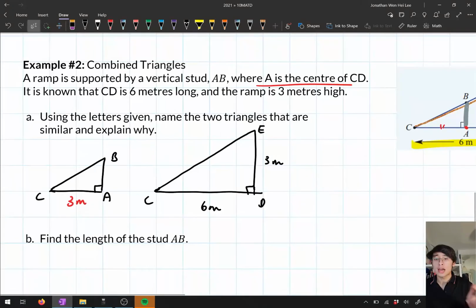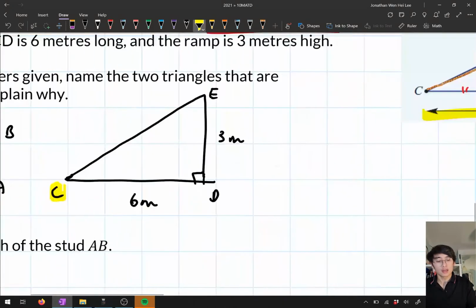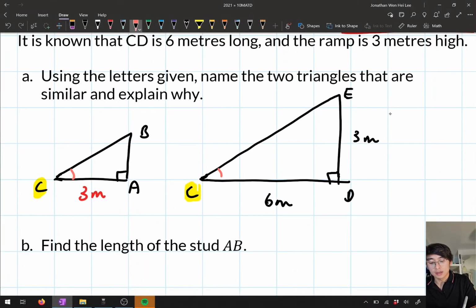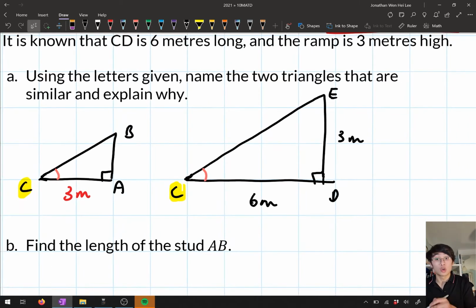If you have a look here, there's one piece of information that I haven't included yet. Notice they have a common corner at C. Both of these triangles have a common vertex at C. So what that means is that both of these have this exact same angle at C. Just like the first example, we've got pairs of equal angles. So this angle at C is exactly the same as this angle at C. And the other thing is they both have right angles here. So both of them are 90 degrees there. And so that means that both of them have another equal angle over here.